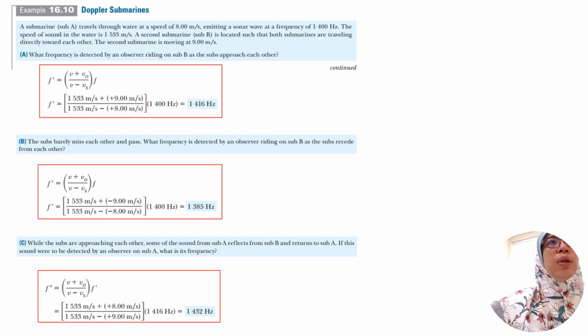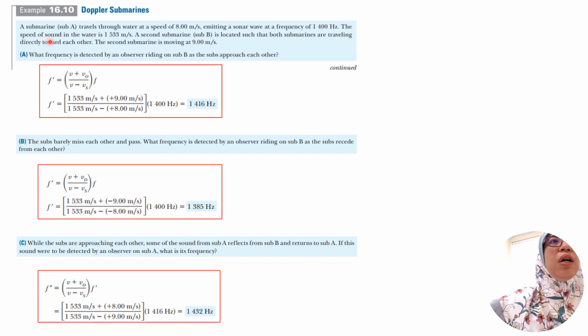Right, now let's have a look at Example 16.10 where Doppler is being used. Given question is a submarine A travels through water at a speed of 8 meters per second. It's emitting a sonar wave of a frequency 1400. So this is the frequency of the source. Frequency of the source means it's here, resembling this expression, which is similar to 1400.